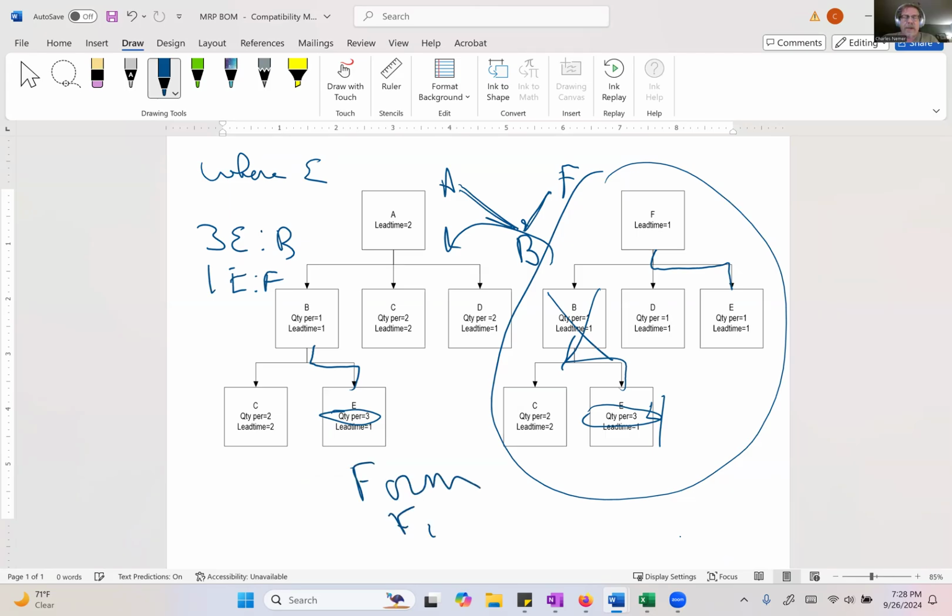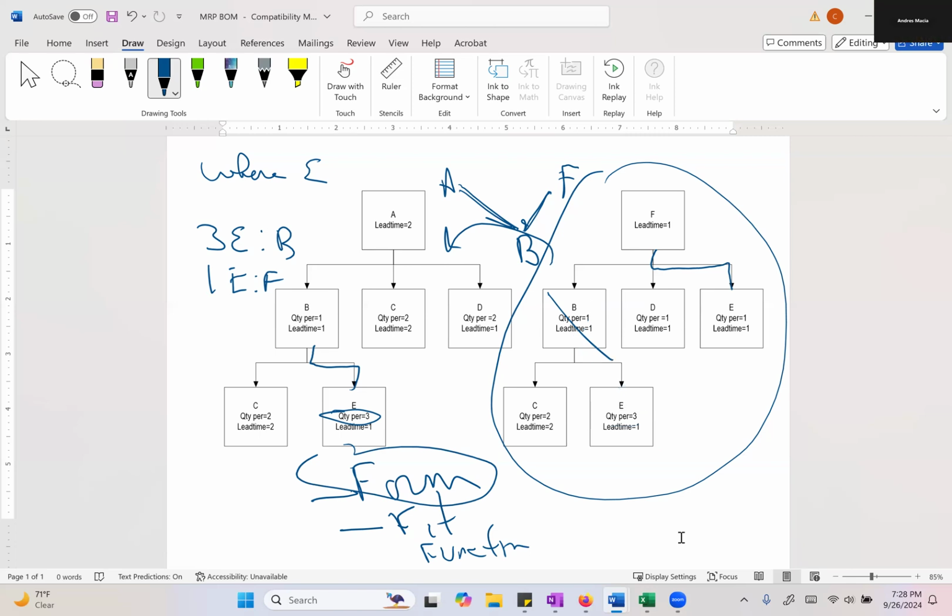I'm trying to remember what the engineers always tell us: if it's a different form, different fit, or different function, it's got to be a different part number. In our case, it's a different form because we have four E's instead of three E's, so we couldn't call it B anymore. B will always pull three E's because it's only one B. Yep, you bet. Good question, though.